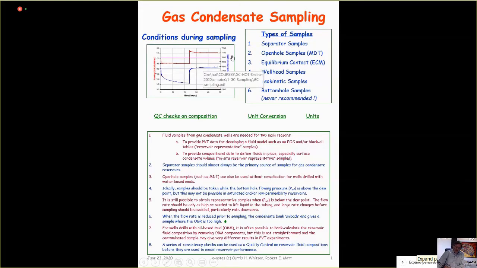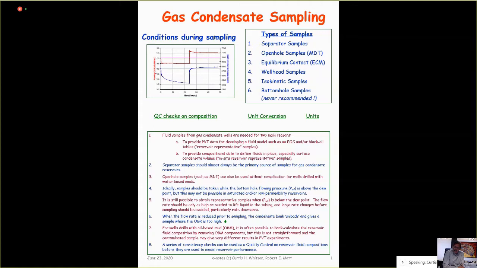Separator samples, open hole formation testing samples, MDT type. What we'll discuss: equilibrium contact mixing. Wellhead samples are very uncommon. They can be collected for highly undersaturated systems. Both wellhead and isokinetic sampling are also, I think, available, but not used a lot. It's quite a bit more expensive than traditional separator sampling, but it's specifically for gas condensates, and so we'll at least talk briefly about that.